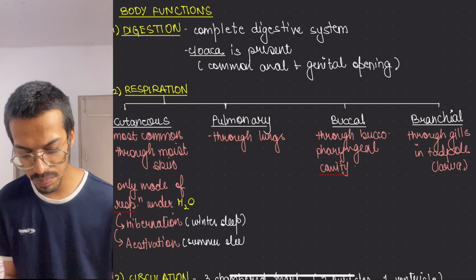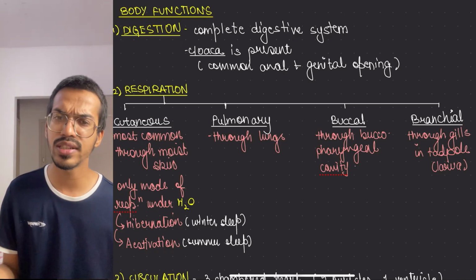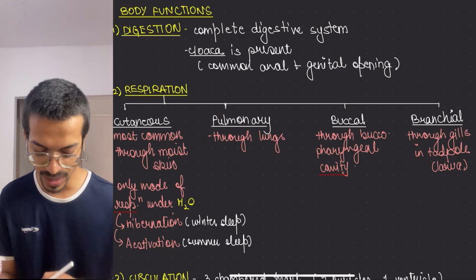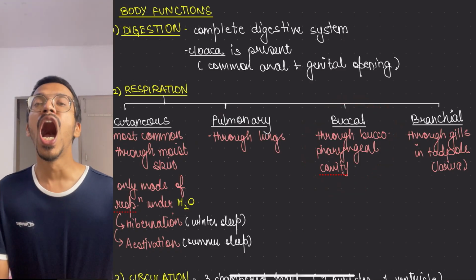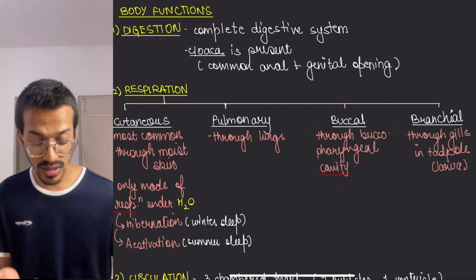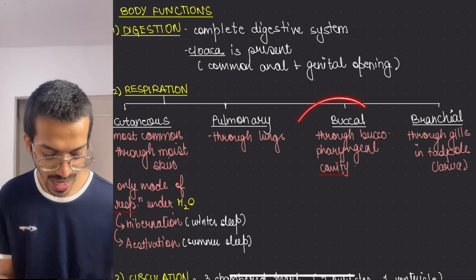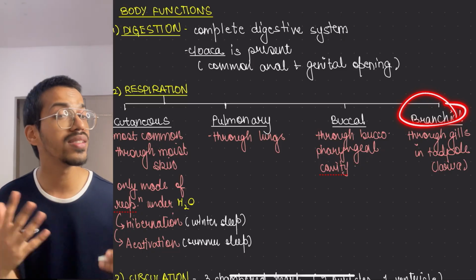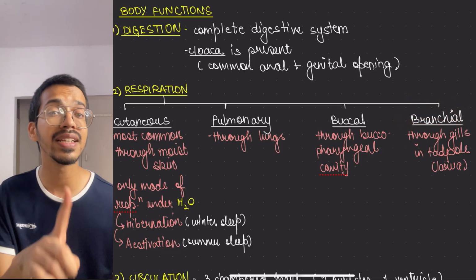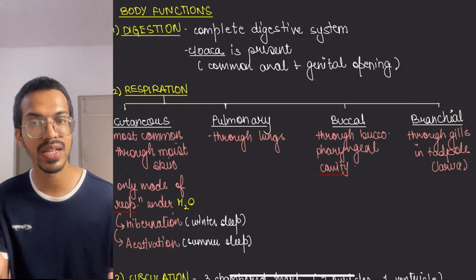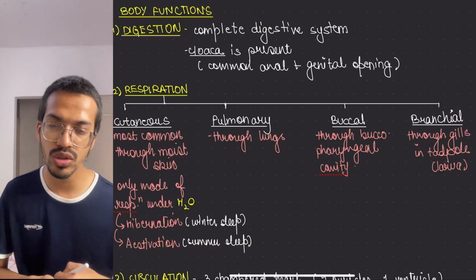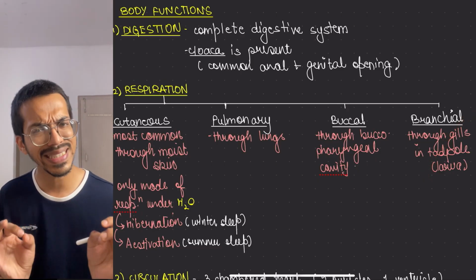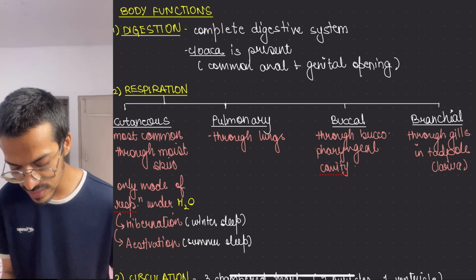Then the next is pulmonary, through lungs. Of course, when they are in the terrestrial environment, they do it with the lungs because they have lungs also. Then buccal. Buccopharyngeal means opening mouth, like. So this is what the buccopharyngeal cavity. And branchial. Branchial is through gills, and gills are not present in the frog but present in its larva, that is the tadpole, which is living in the water. So their branchial or gilled respiration will take place. Understood? Easy.